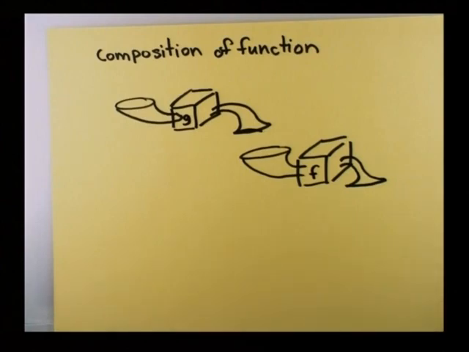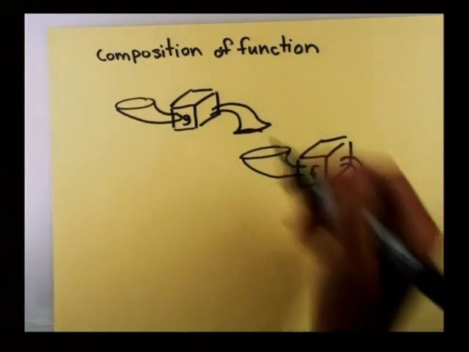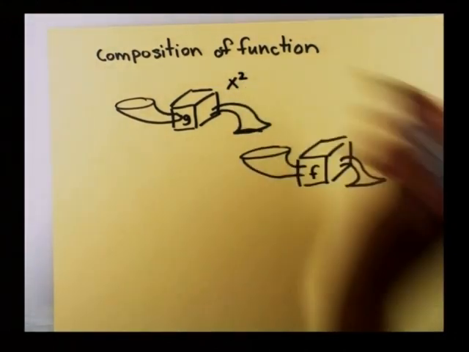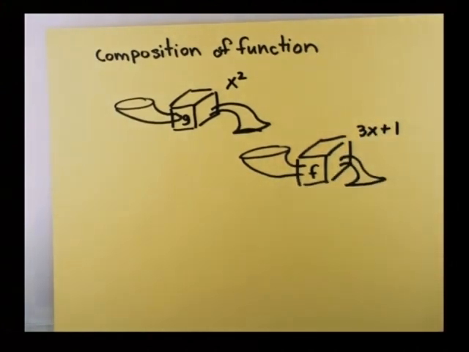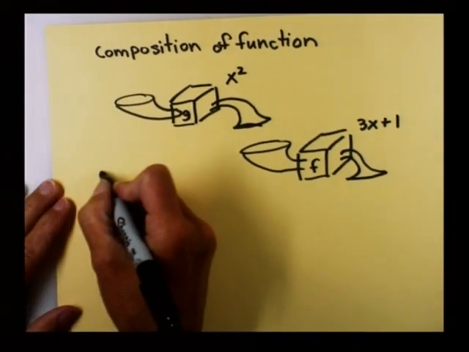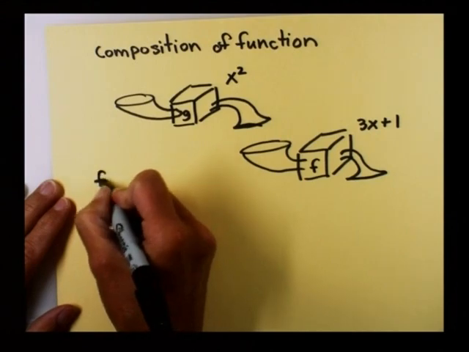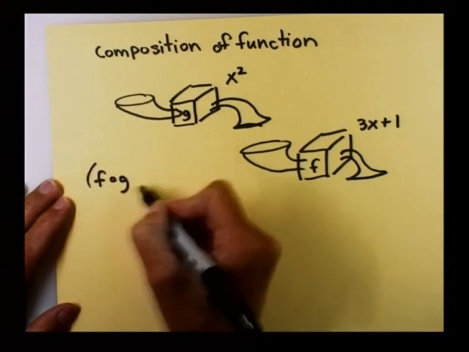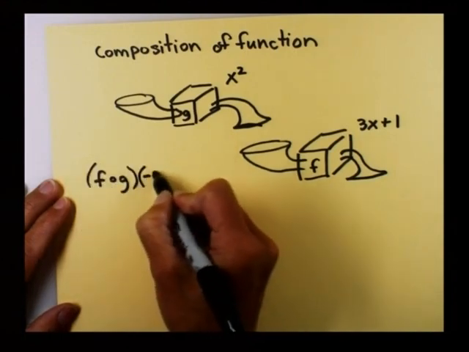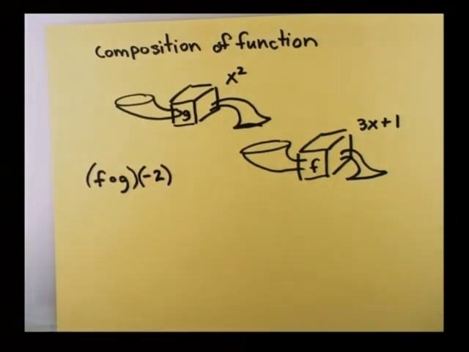And let's program this one with an x squared and this one with a 3x plus 1. Now, the symbols and the notation for something like this looks like this, a composition of functions. F of G, and let's run a 2 through this. How about a negative 2? That'll be fun. We'll try a negative 2.